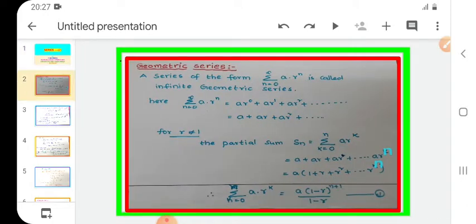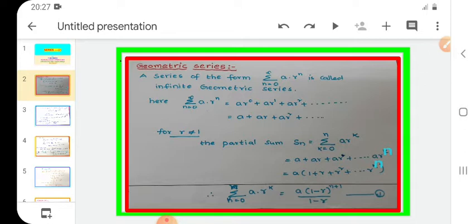See here, what is the first method? Geometric series. These are the methods to find whether a series is convergent or divergent. What is a geometric series? A series of the form summation n equals 0 to infinity of a into r power n is called an infinite geometric series, or geometric series. If the given series is of this form, then we call it a geometric series.